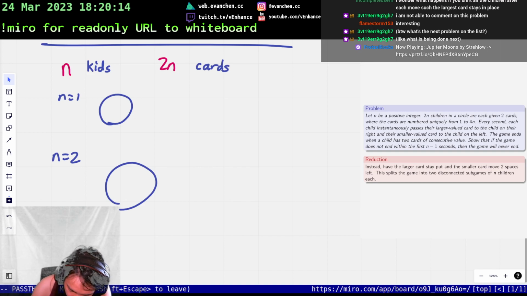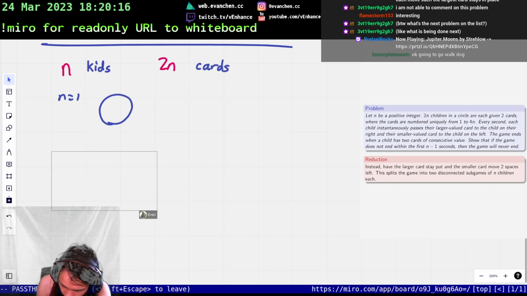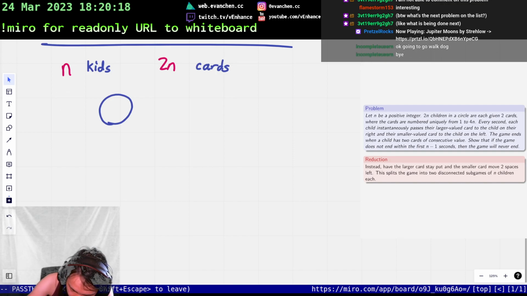So let's take n equals 4 maybe, and we'll say that there's... Oh, that's a lot of cards actually. N equals 3. Alright.